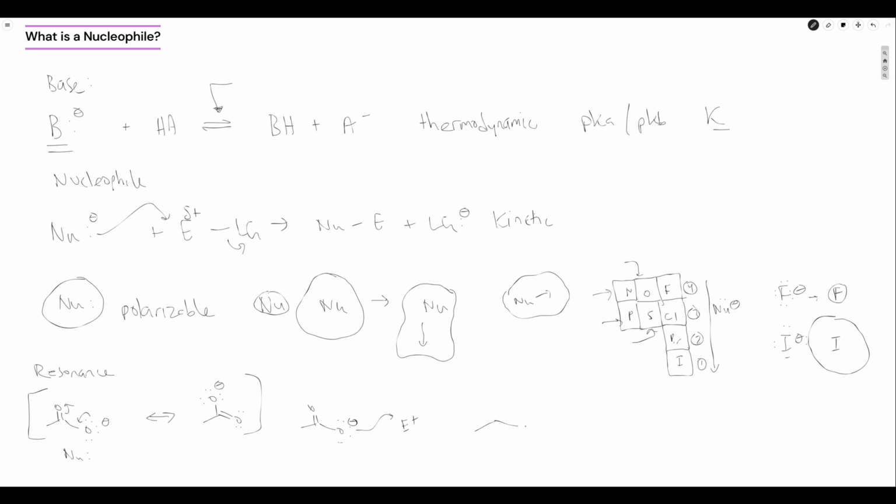However, if you change it to something like this, if you get rid of that group in which the O minus can participate in resonance, now the story changes. This is a much better nucleophile. So resonance is an important consideration in all things, and nucleophilicity is no different.